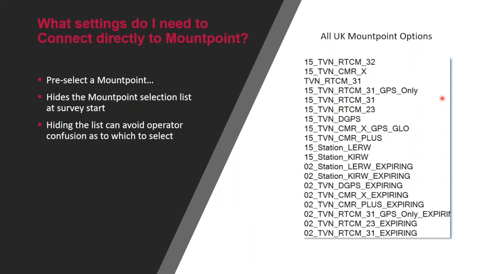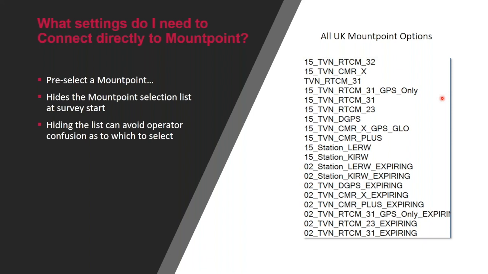So, as you can see, there are rather a lot of MountPoints available. A MountPoint, essentially a data stream connection, which enables the VRS Now survey to compute the RTK corrections in real time. And these data streams, they may contain different satellite data or broadcast in different formats, namely RTCM or CMR format. And they also provide options relating to whether using OSTN02 or OSTN15 related base coordinate systems, particularly for here in the UK.